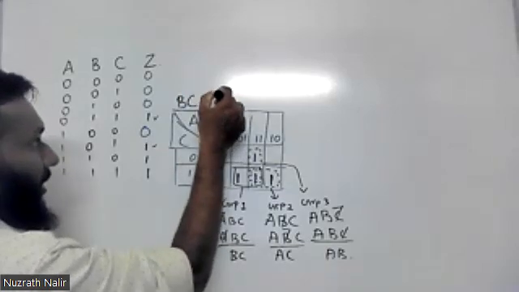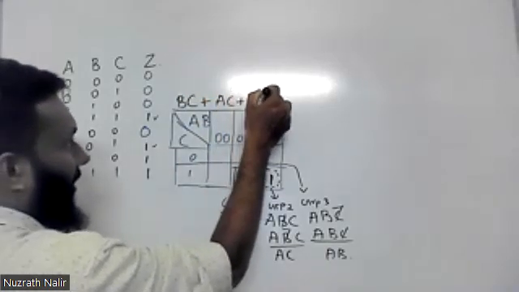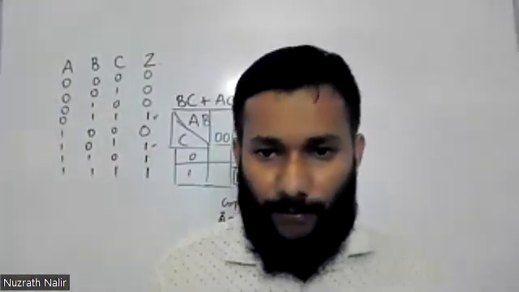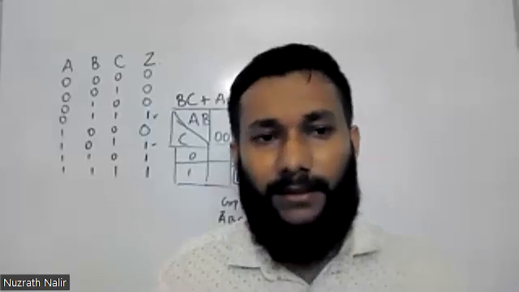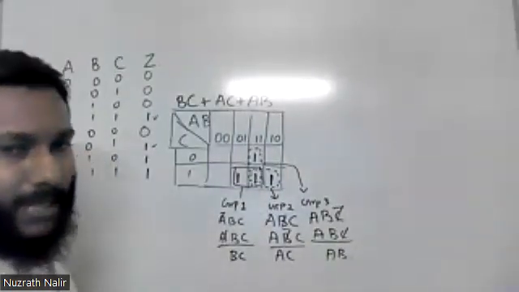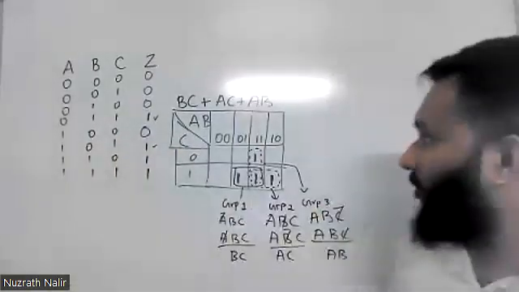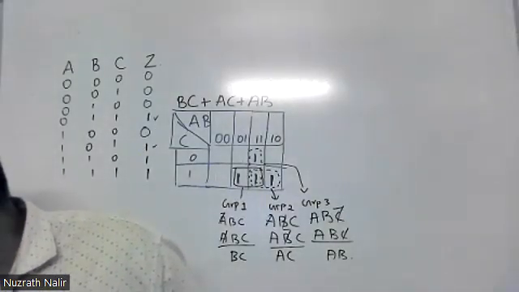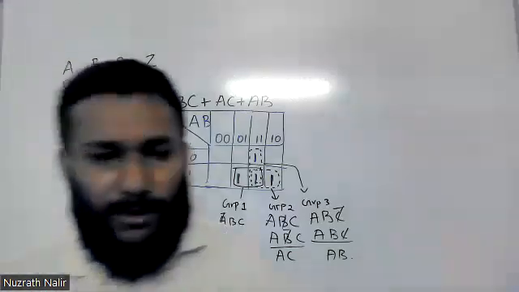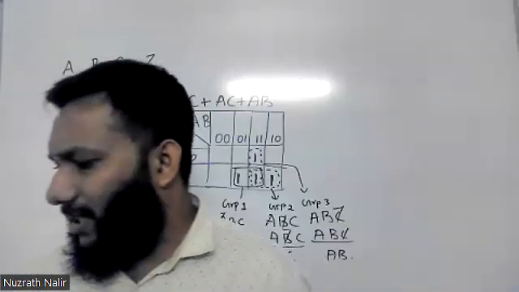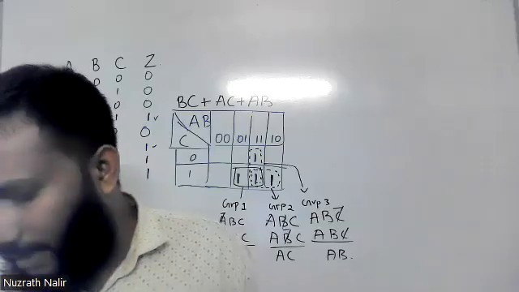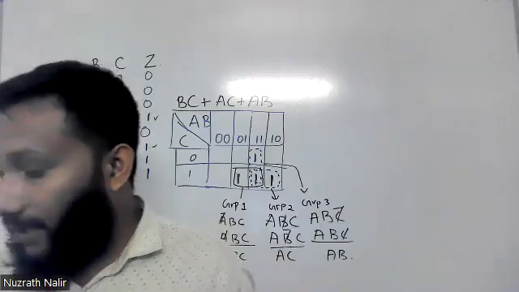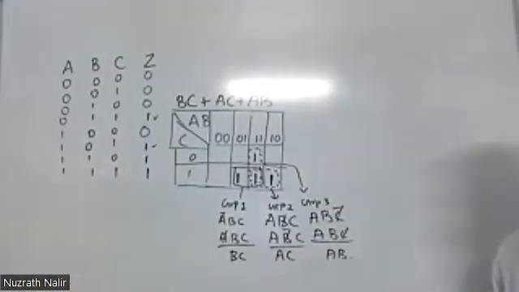So the final answer, BC plus AC plus AB. Okay, this is your SOP answer. It's a very simple term, so no need to worry, you can write it down directly. The 2019 question is really easy. Even my unit exam follows the same structure, so you can answer that one. But the final part C is a little bit different.